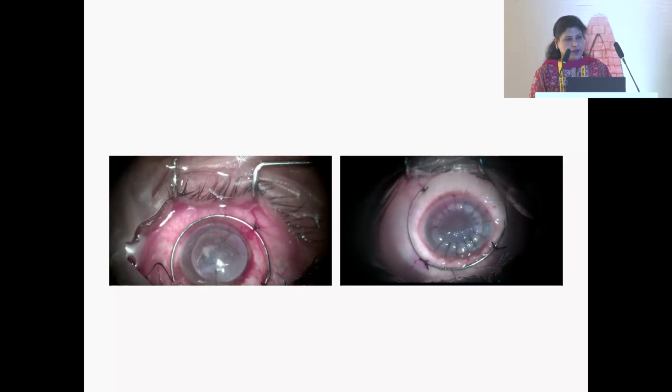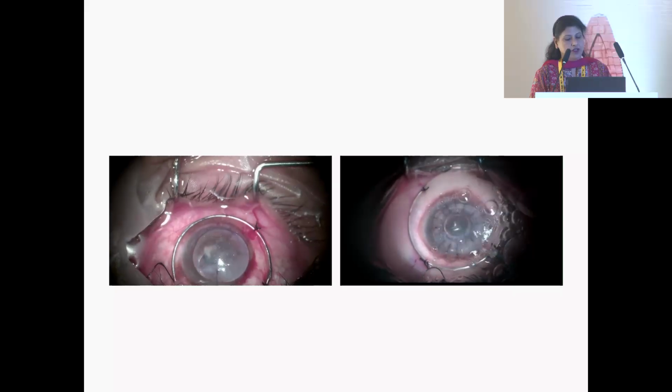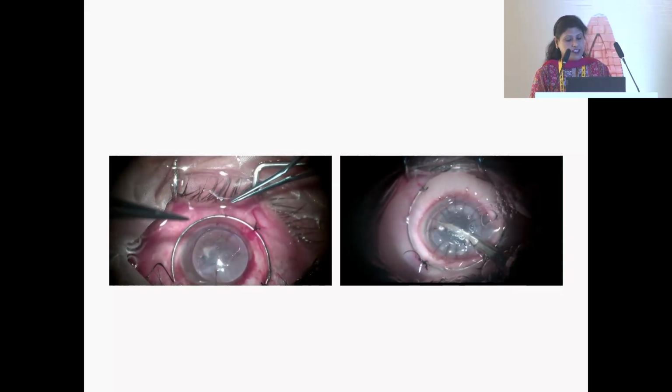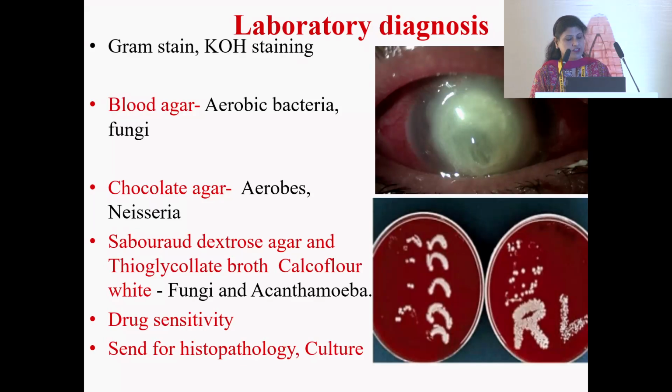In the end, the AC should be cleared of all the exudates and all the membranes. Sometimes it bleeds also if iris is there, and it can lead to hyphema in the end. We have to do the clearance with amphotericin B if it is proved fungal. Lab diagnosis is very much important.